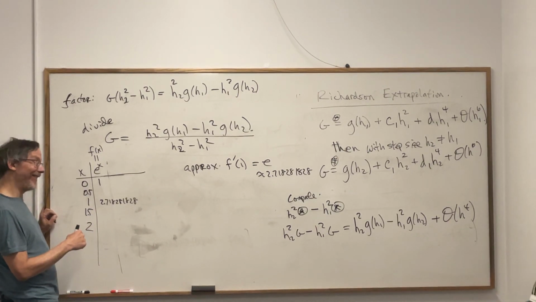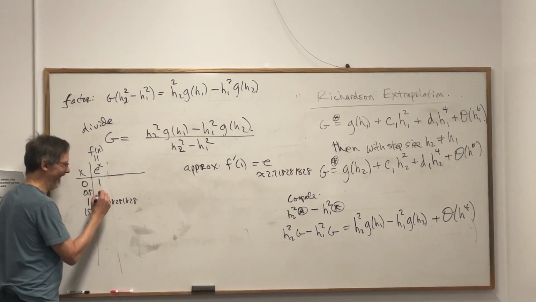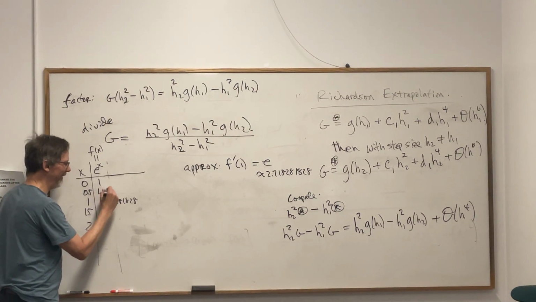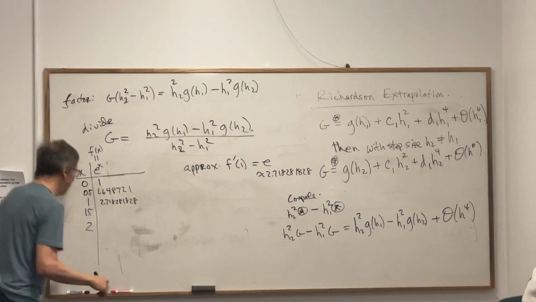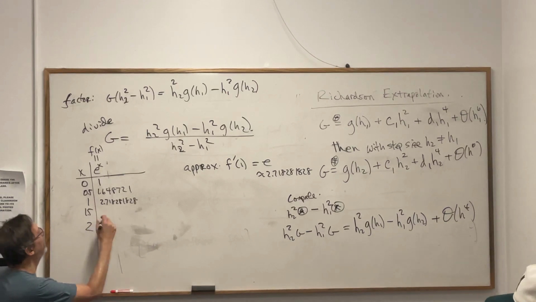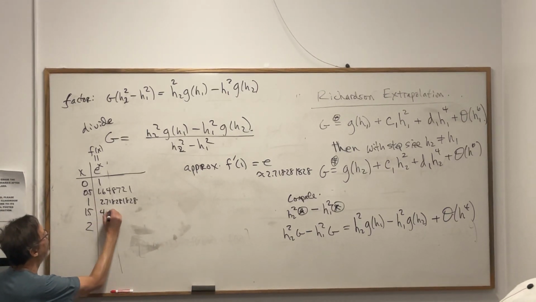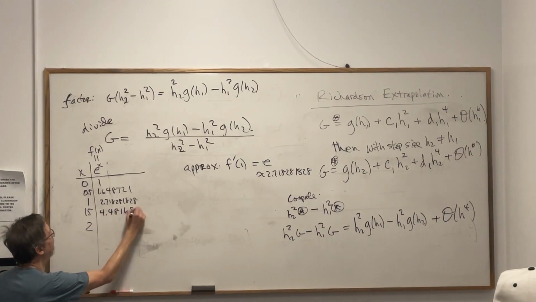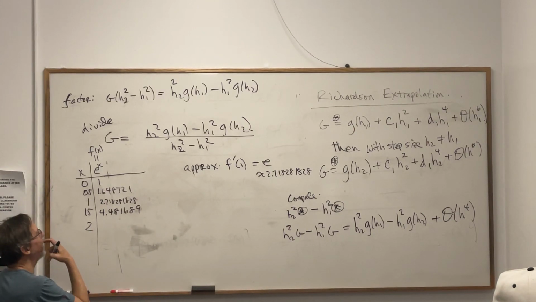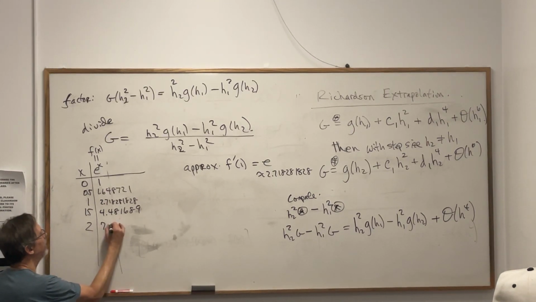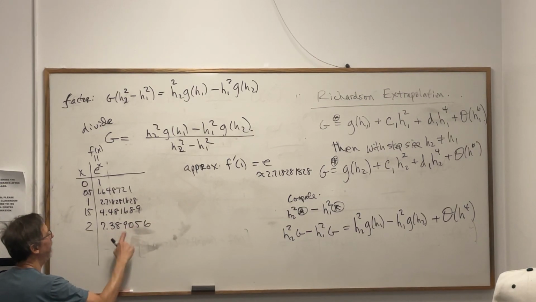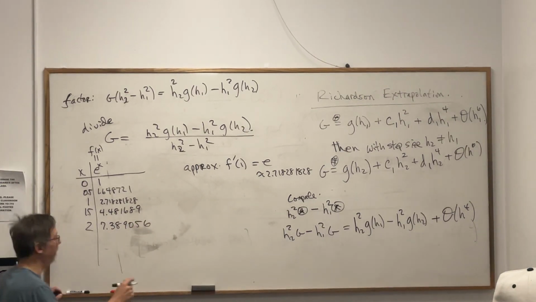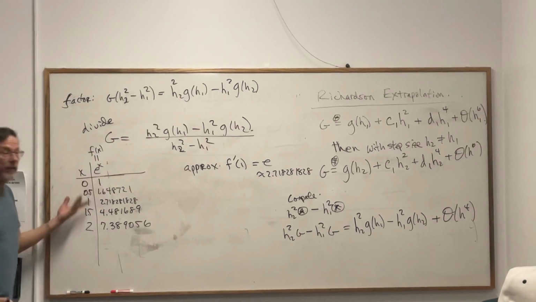But Lou does. The half is 1.648721. Thank you, that's great. And then the 1.5 is 4.481689. Thank you. And finally, 7.389056. Did I get that right? 389056? Yep. Okay, cool. Thank you. So we got some nice data points here.